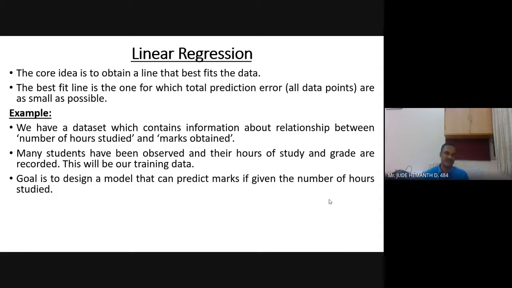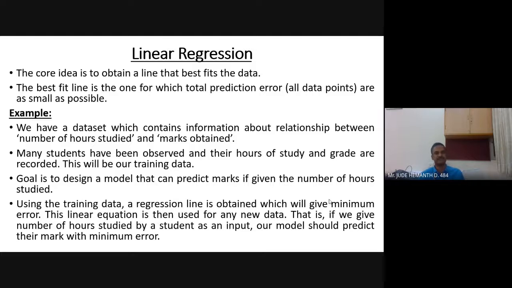Or if you study for 1 hour, you are going to have 30 marks or 40 marks. Then you will know how much time you should study. That is the interesting aspect of machine learning models. So using this training data, a regression line.